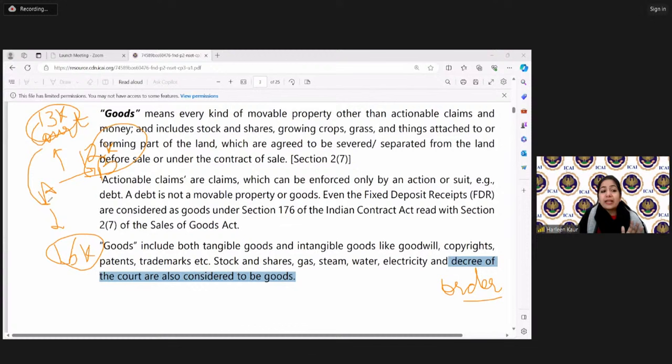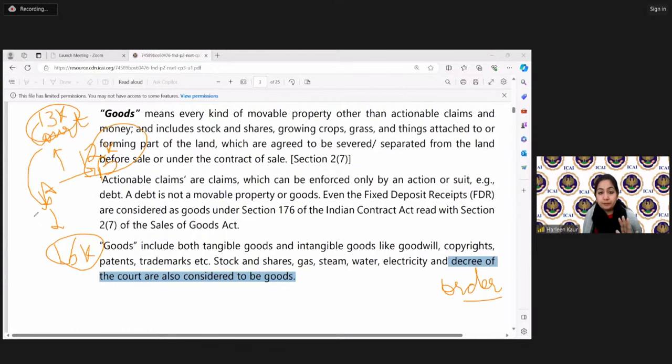Mr. A has taken the orders from the court. When we do the chapter on unpaid seller, you will understand this word in a better way. As of now, you can simply remember that such court orders are also considered goods. That means I can use it as movable property for selling it to some other person. If any other person is giving the same price, I can quote it as the order of the court for this certain kind of goods. Decree of the court means order of the court. They're also considered to be goods.